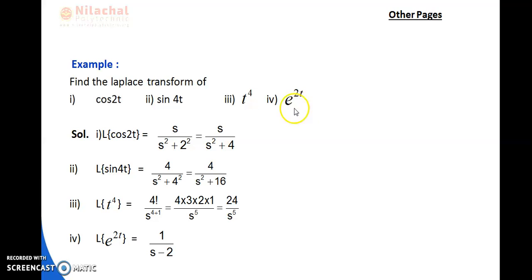Finished? Then the next example is e to the power at. As we know, Laplace of e to the power at is 1 by s minus a. So here a is 2. So the formula: Laplace of e to the power 2t means 1 by s minus 2.